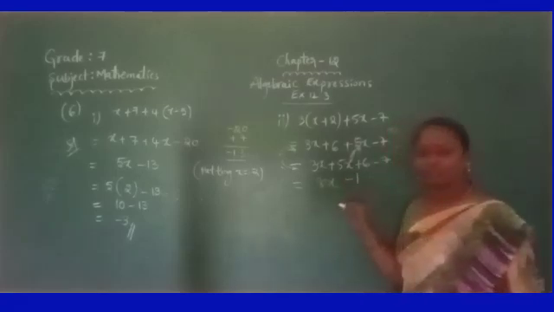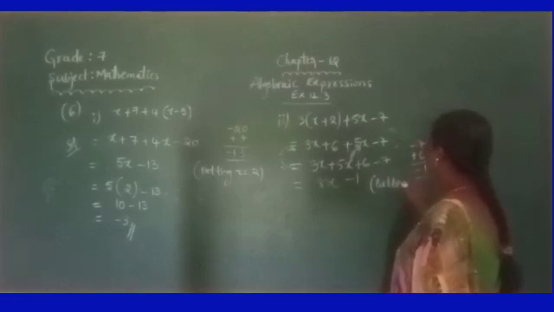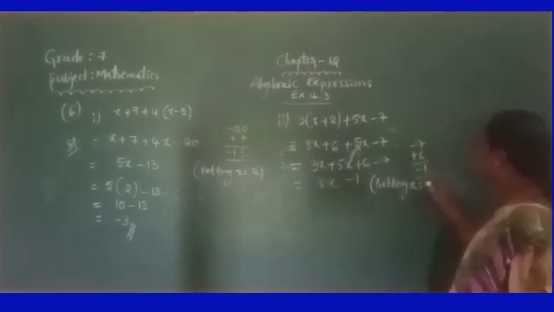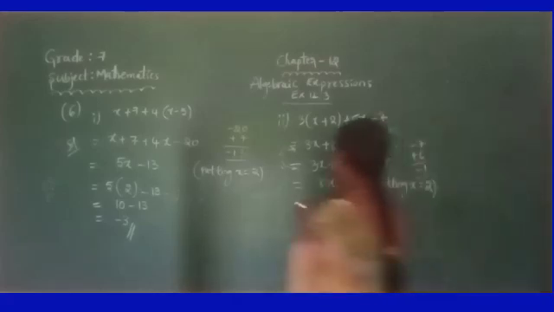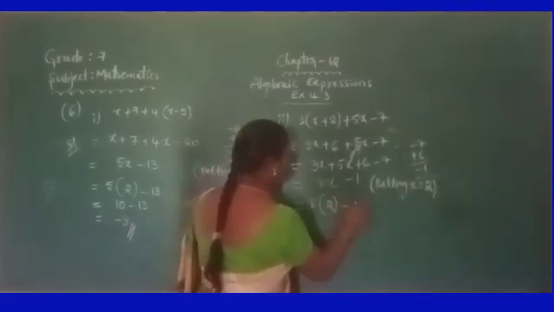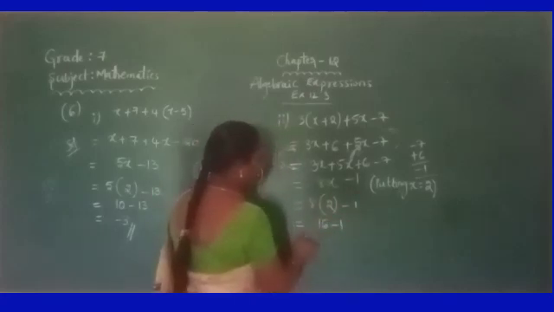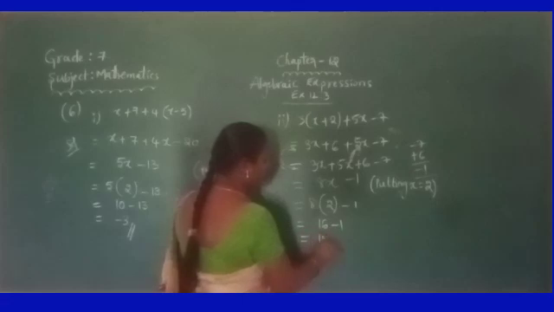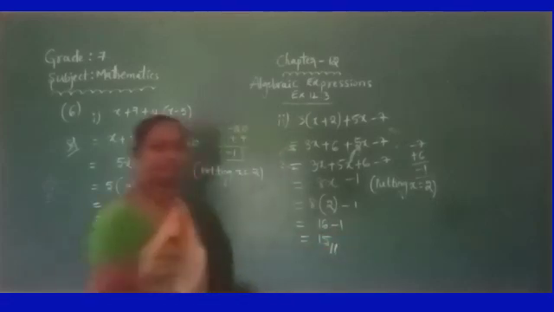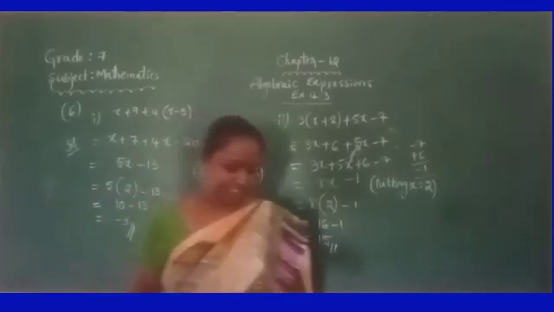So what do you have to find? How to find the value of the expression. Putting x is equal to 2, substitute: 8 into 2 minus 1. 8 twos are 16 minus 1. 16 minus 1 is equal to 15. Is it clear, children? Right. Similarly, the third question and the fourth one are also the same.